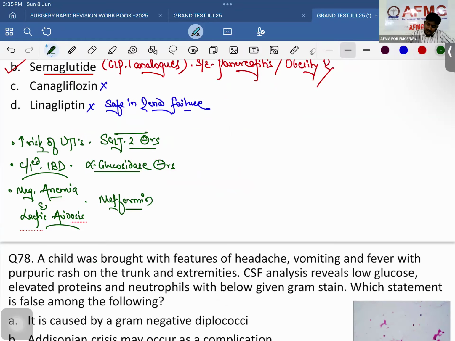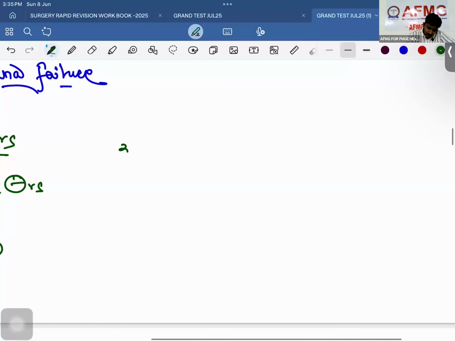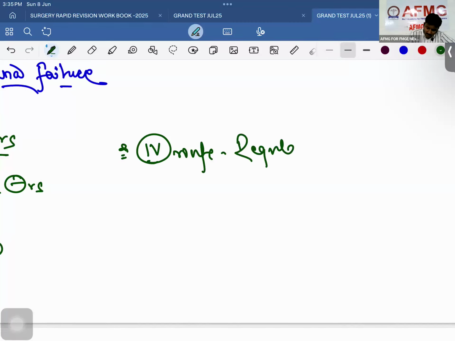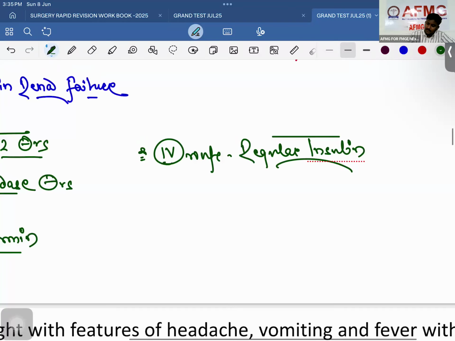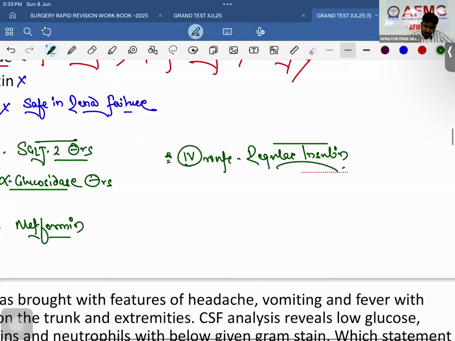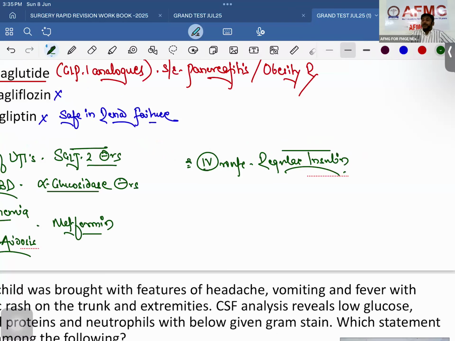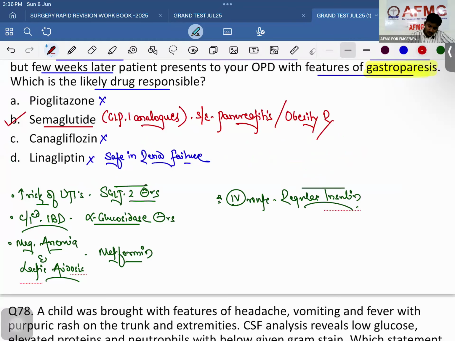So do remember this. All the insulins are given via the subcutaneous route, except which insulin can be given via the IV route? We know, beta, the only insulin which can be given via the IV route is regular insulin. Therefore, it is the drug of choice in diabetic emergencies like diabetic ketoacidosis or non-ketotic hyperosmolar coma. So in these conditions, regular insulin is going to be the drug of choice. Hopefully clear to all of you now. These are the important points that you need to remember.